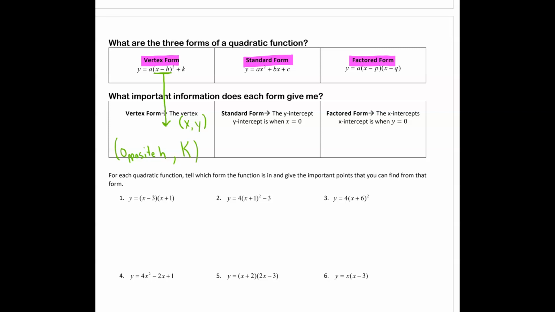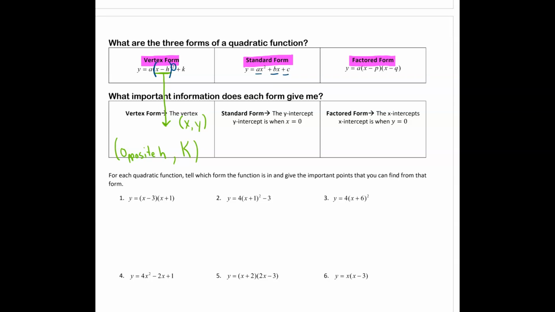All right, the next one is standard form. So if you start comparing standard form to vertex form, you're going to notice that vertex form will always have a set of parentheses with the square. That's what makes it vertex form. But standard form has no parentheses at all. So that's what you're looking for. And again, standard form, that was really important when we were factoring, and especially in the quadratic formula, because standard form allowed you to see what value was a, what value was b, what value was c.